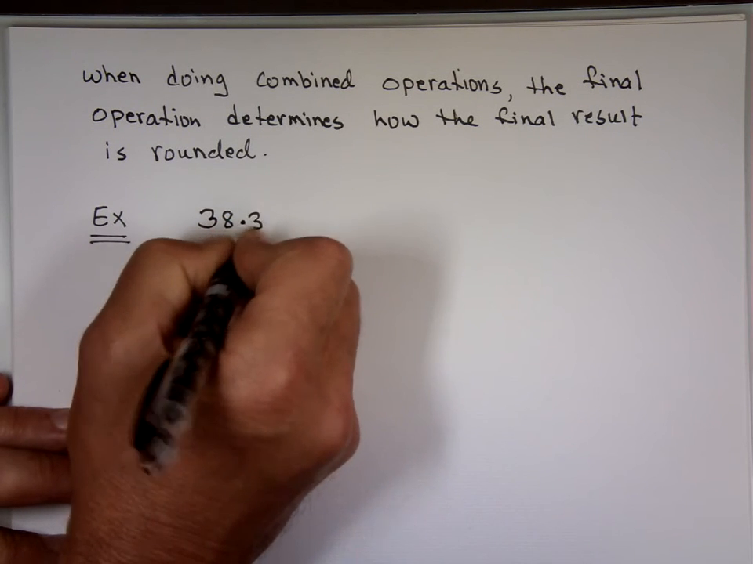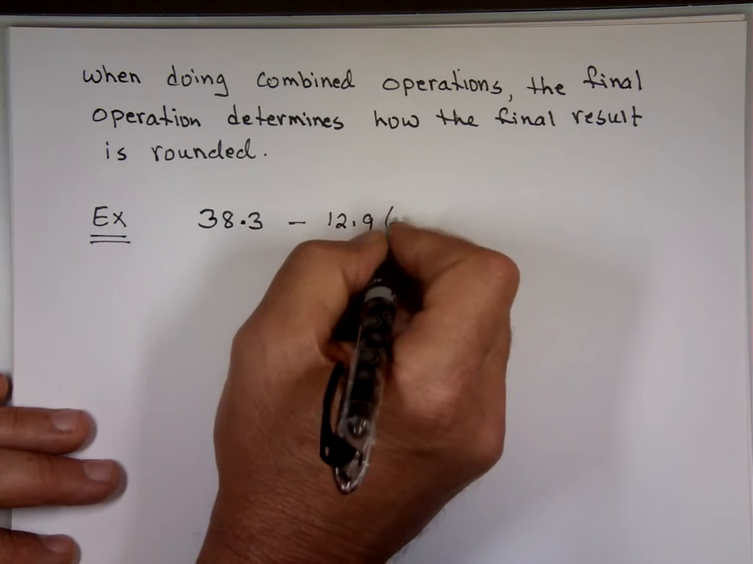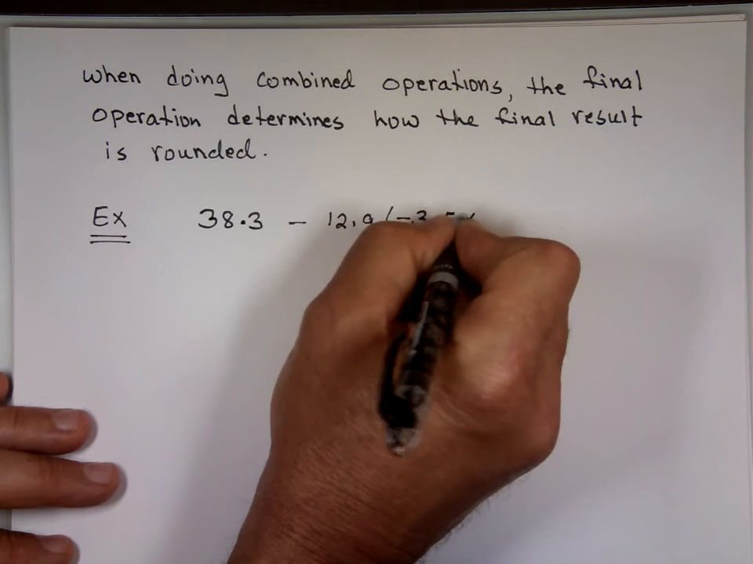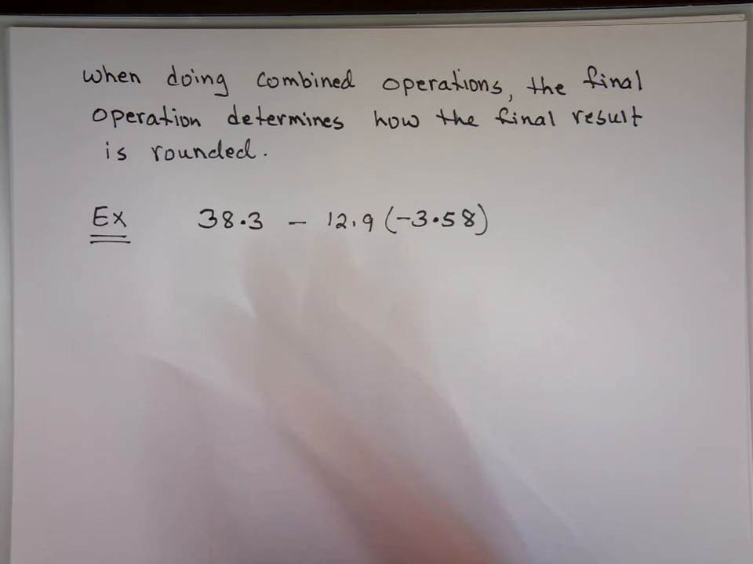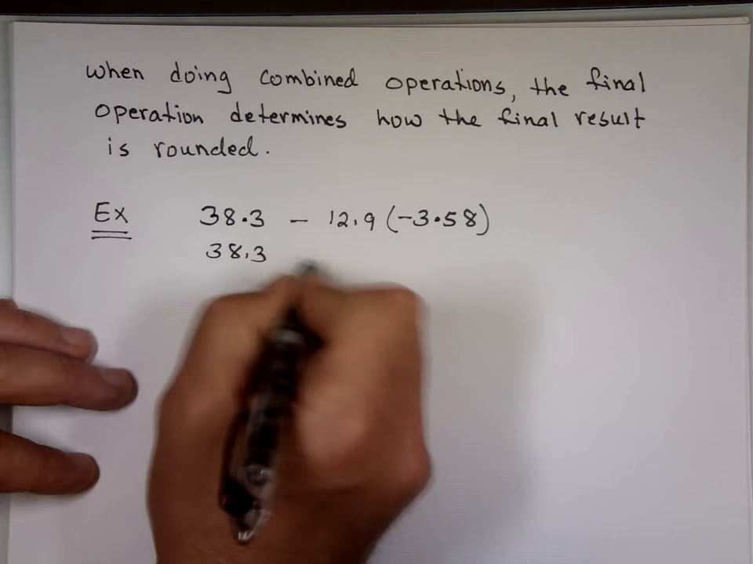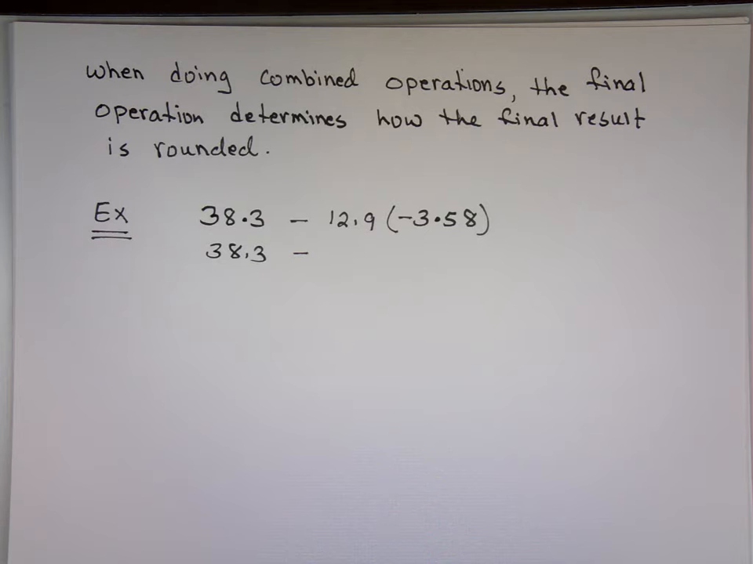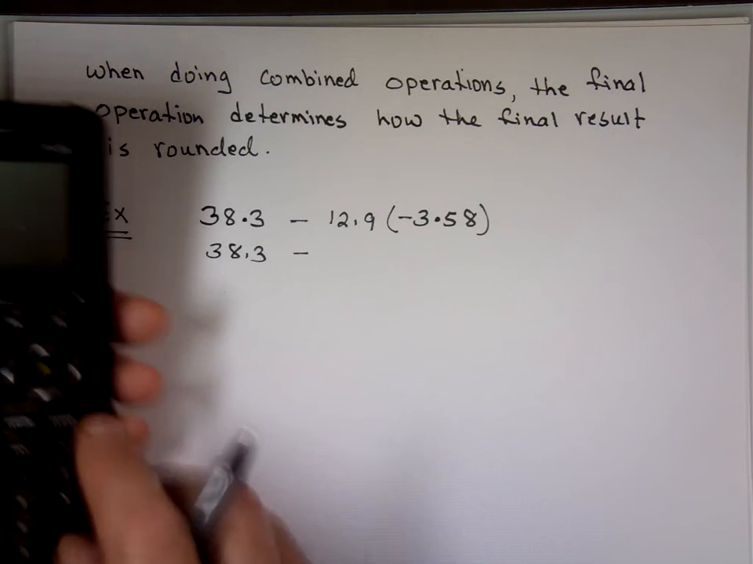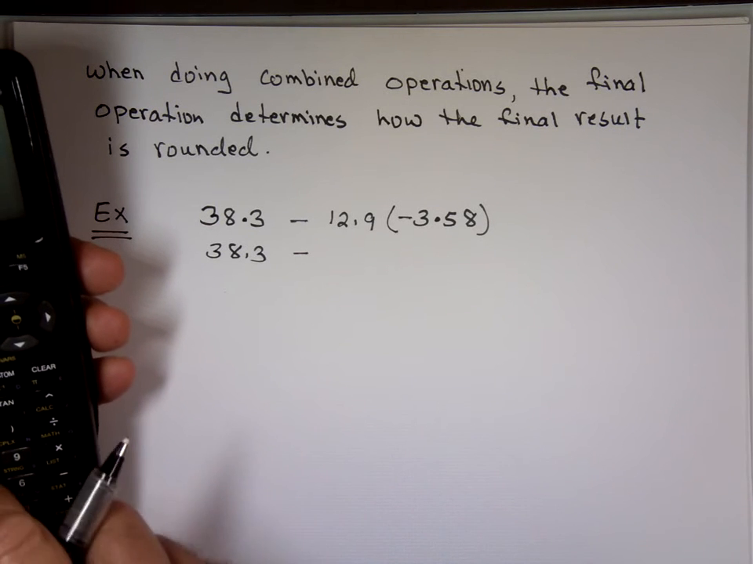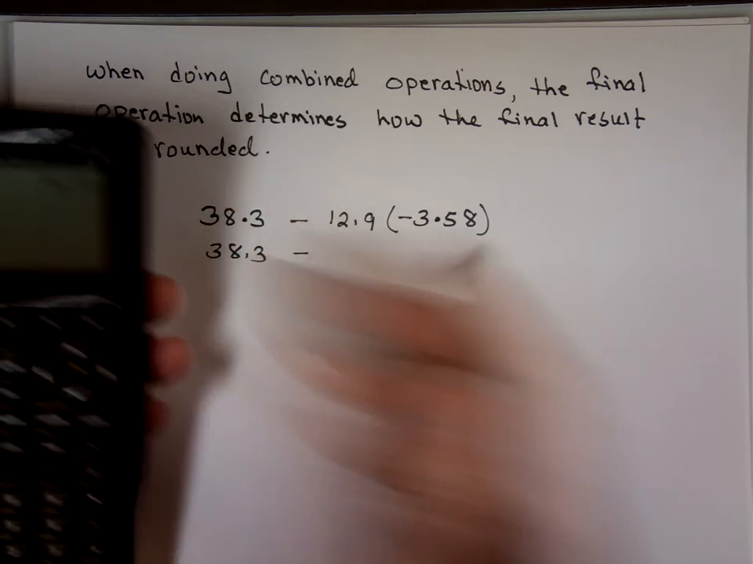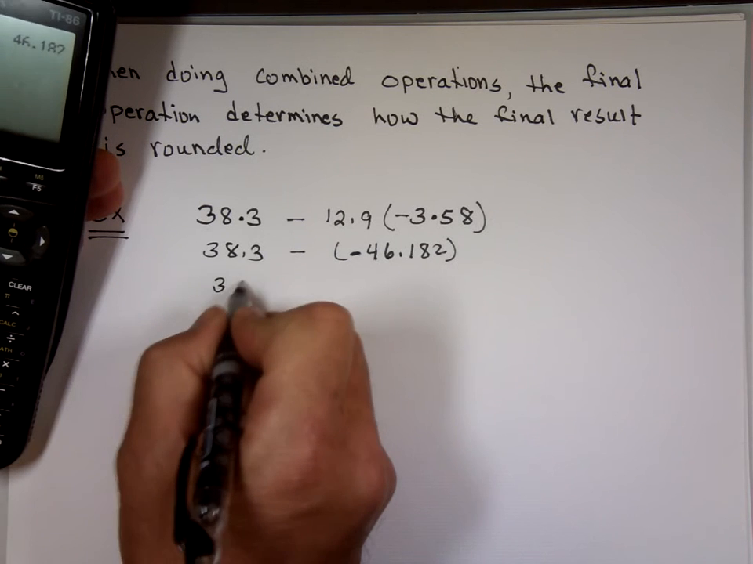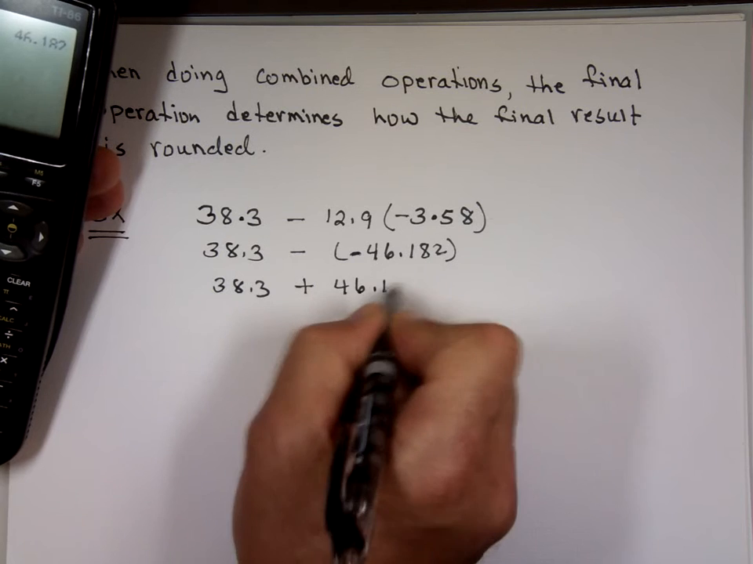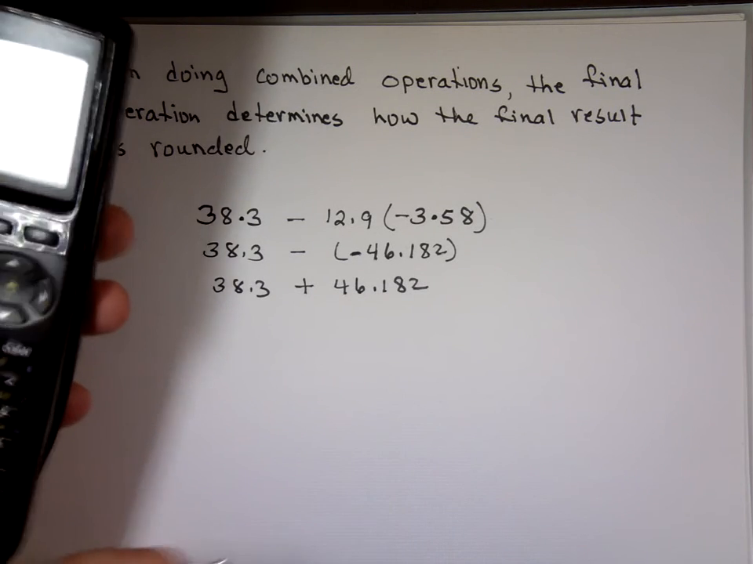38.3 minus 12.9 times negative 3.58. If you remember your order of operations, you've got to multiply these numbers first. You end up with some negative number, then you add. 12.9 times 3.58 gives a negative 46.182, minus a minus, that actually becomes 38.3 plus 46.182, and the answer is 91.2.